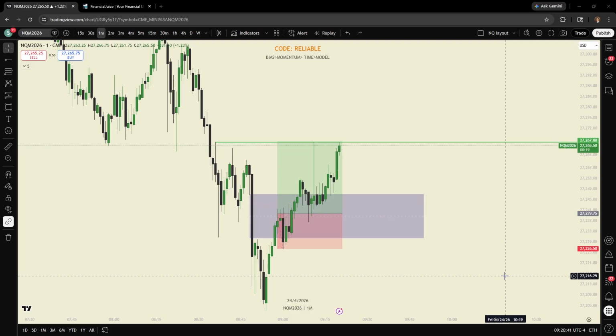In total, I have 5 Tradeifys, 5 Lucids. I blew my Alpha account, so I don't have that anymore. And then I have 20 Apexes. So I'm up to 30 accounts total.